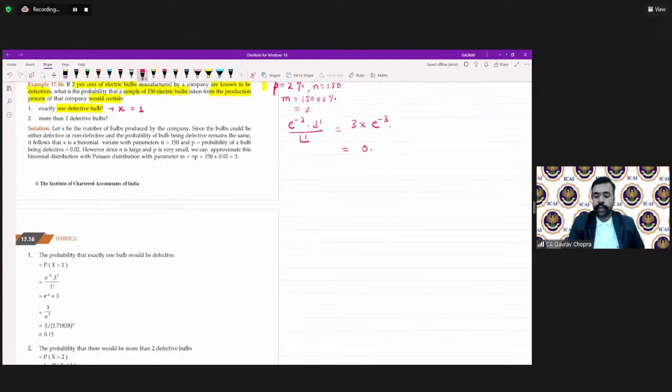It is 0.1493, or by rounding off, we can write it as 0.15. This is the answer.